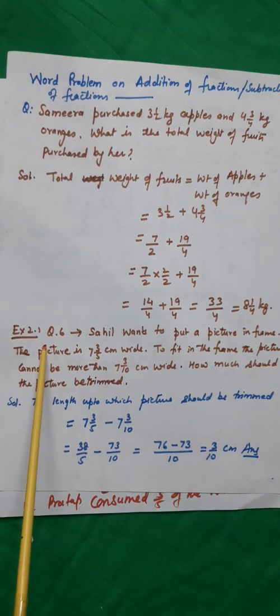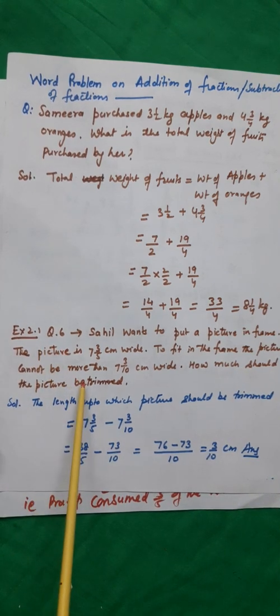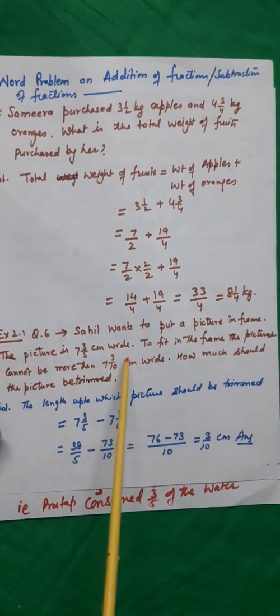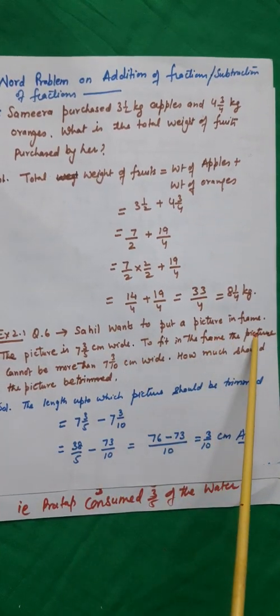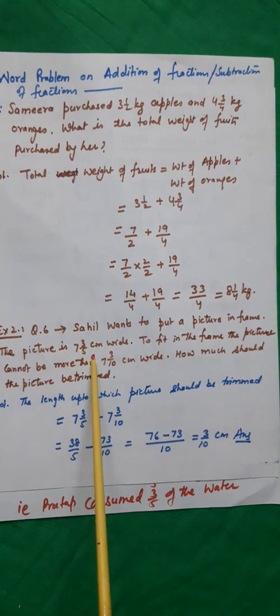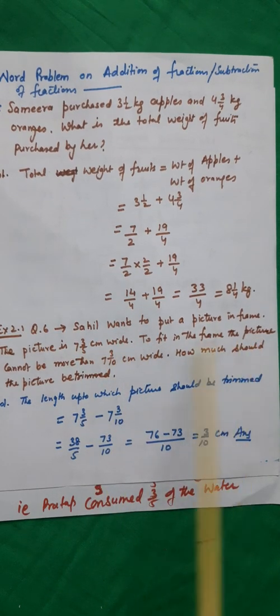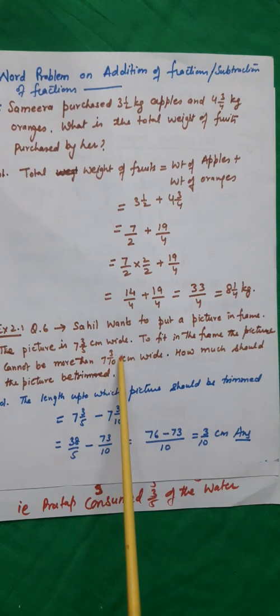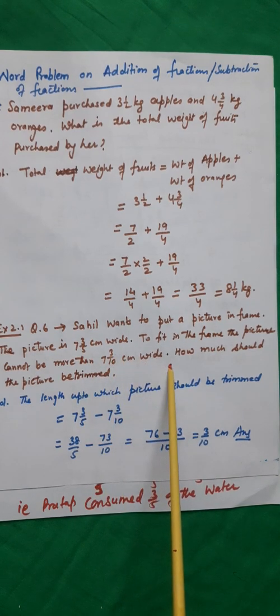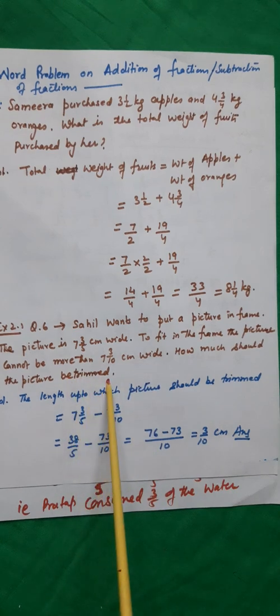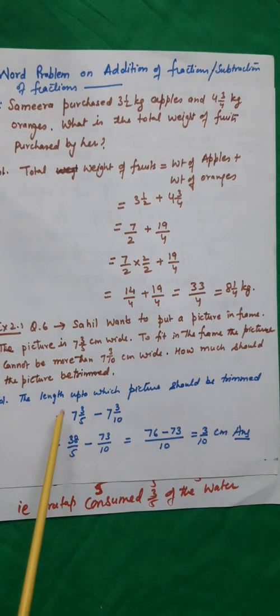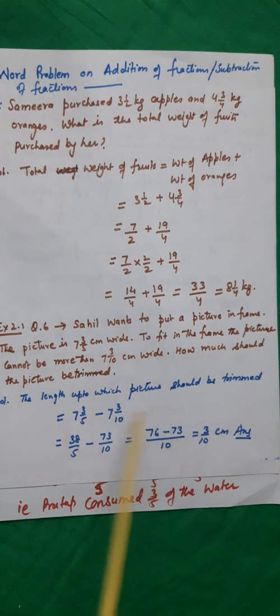Exercise 2.1, question number 6. Sahil wants to put a picture in a frame. The picture is 7 3/5 by 5 centimeters wide. To fit in the frame, the picture cannot be more than 7 3/10 by 10 centimeters wide. How much should the picture be trimmed? For this, definitely, if the picture is bigger than the frame, then we have to subtract, right?